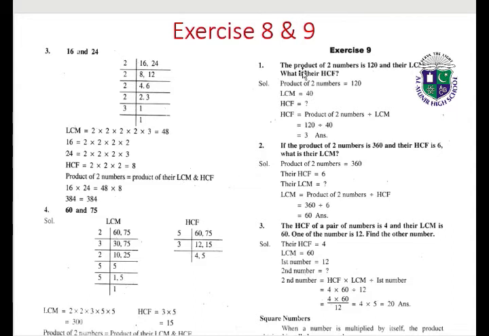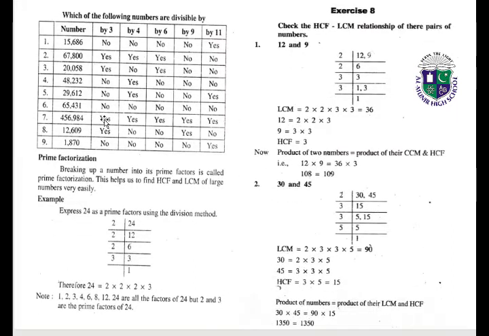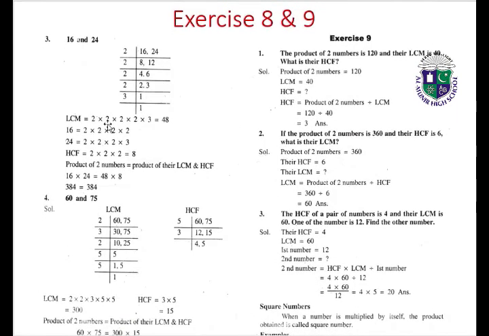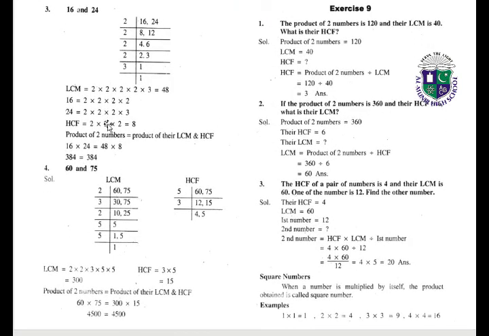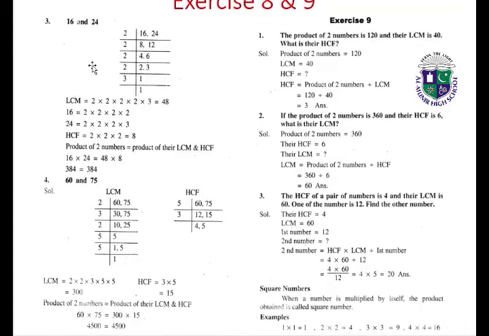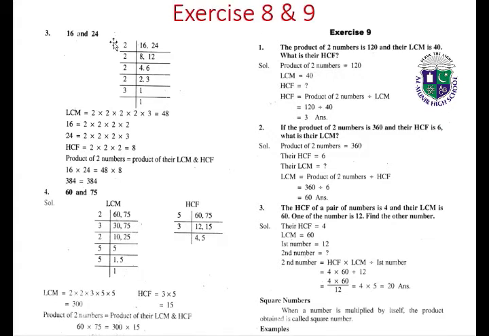Exercise 8 and 9. Exercise 8: 16 and 24. 2 8s are 16, 2 12s are 24, 2 4s are 8, 2 6s are 12, 2 2s are 4, 2 3s are 6, 2 1s are 2, 3 3s, 3 1s are 3. LCM is 2 multiply by 2 multiply by 2 multiply by 2 multiply by 3. 2 2s are 4, 4 2s are 8, 8 2s are 16, 16 3s are 48.